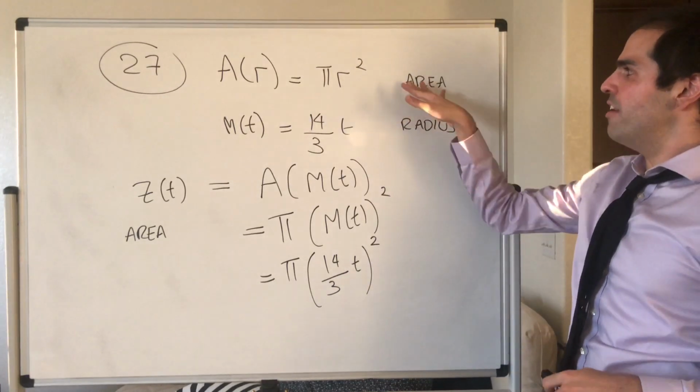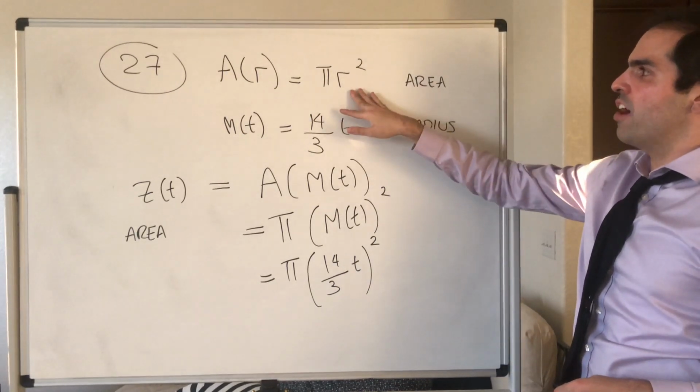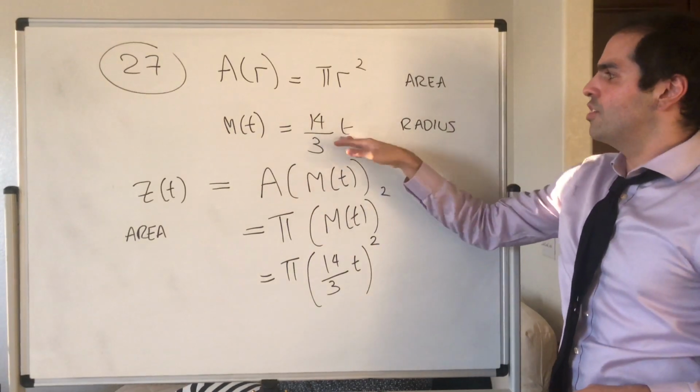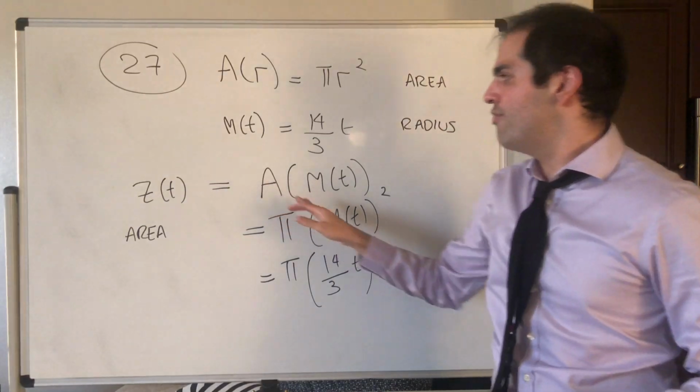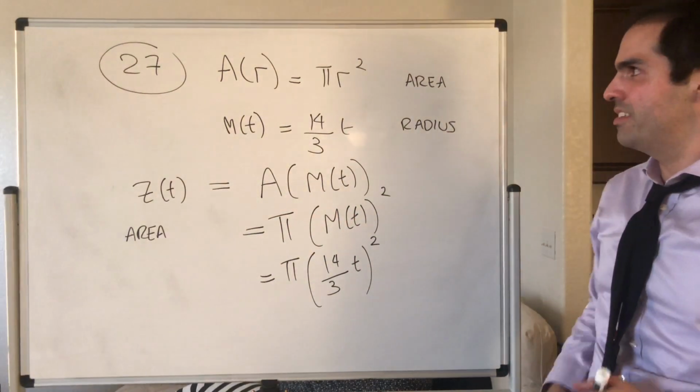Again, the area as a function of radius is pi r squared. The radius as a function of time is 14/3 t. So the area as a function of time is just a composition.